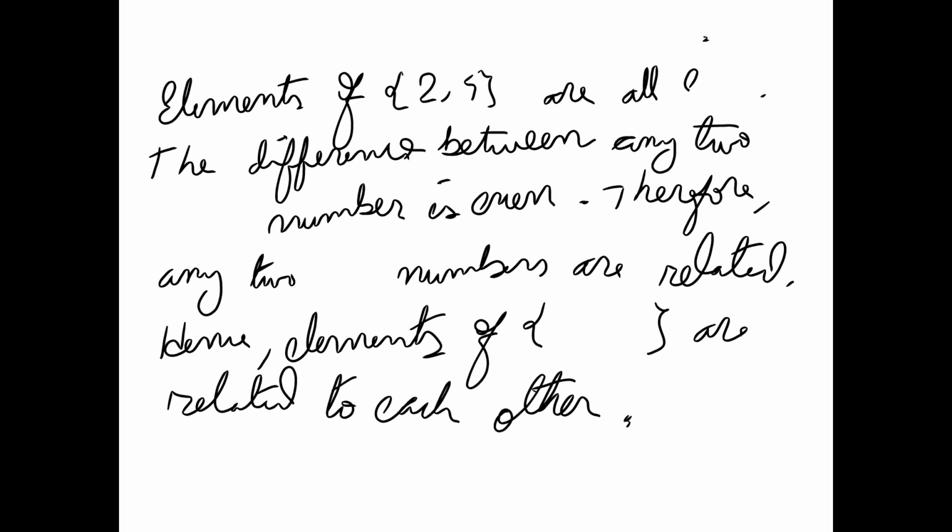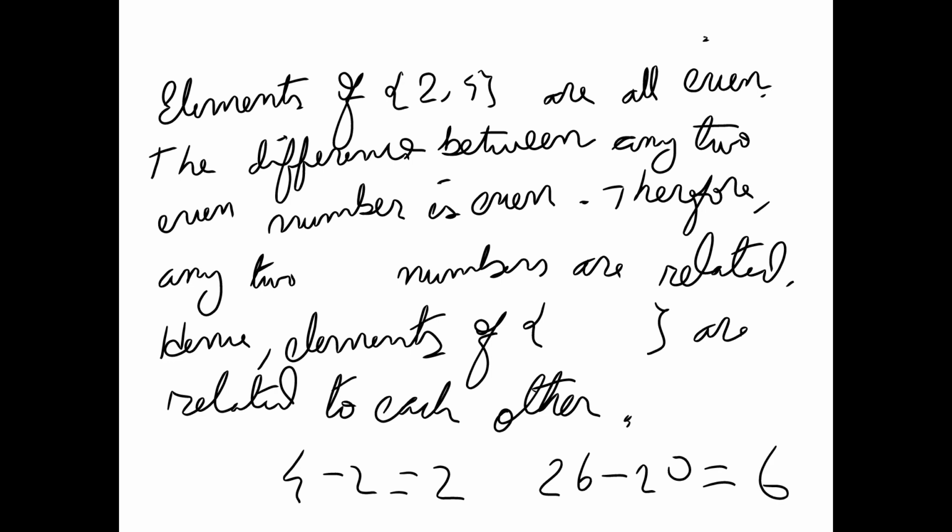Even, and here also, any two even numbers, the difference is even. Here, 4 minus 2 is 2, which is even. 26 minus 20 is 6, which is even. So the difference of any two even numbers is even. In the given set, the elements also have this property, so they are more related.